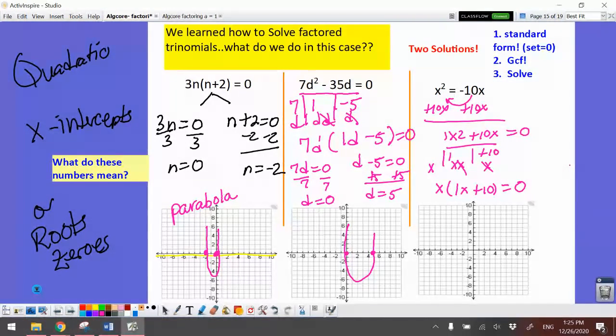So again, 2 equations. The first one is x equals 0. The second one is x plus 10 equals 0. So to solve this one, if I subtract 10, I come up with x is -10. So the first point is there at -10. Now this one's already solved, x equals 0, so I don't have to do anything with that one. And again, everything's positive, and it's going to be a smile.